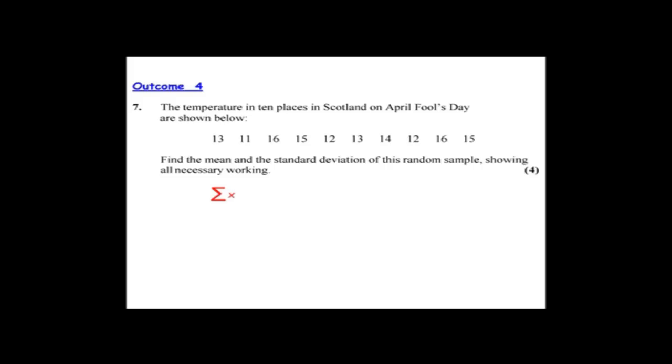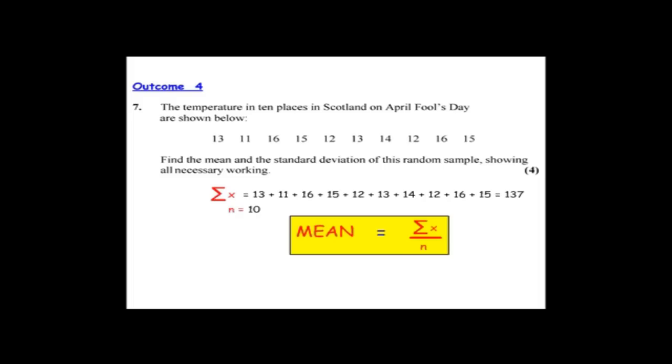First of all, we add all the numbers up, so sigma x, and that gives 137. To work out the mean, we need to divide this by n, which is 10. So the mean is sigma x divided by n, which is 137 over 10, which is 13.7. So the mean x bar is equal to 13.7. Now to find the standard deviation.